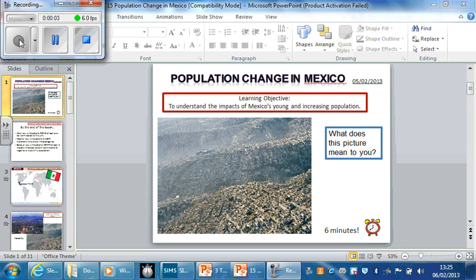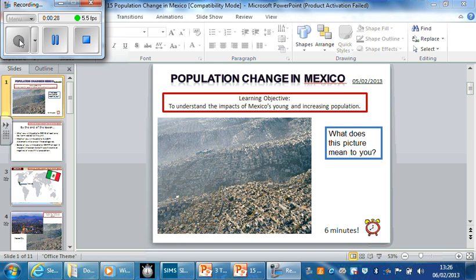Okay, so today we're looking at population change in Mexico. We're going to understand the impacts of Mexico's young and increasing population. Previously, we've looked at aging and declining population in Japan, and also some population policies focusing on the one-child policy in China. But here we're going to take a look at what happens when a country has a young and an increasing population, what impacts that can have on the country.